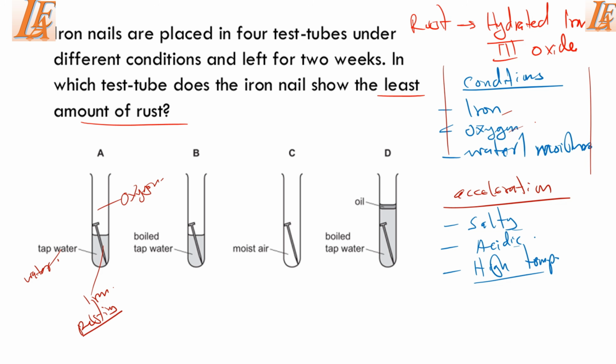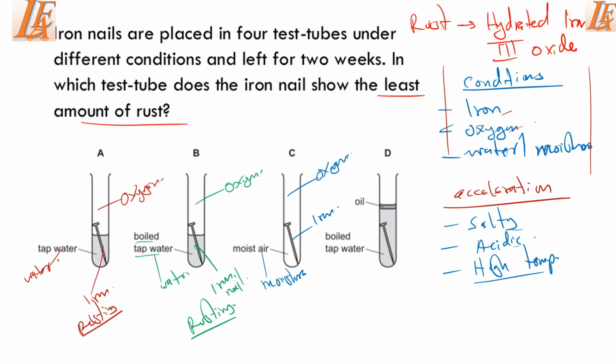The second one, we have boiled water. So in this case, we have water. Then we have this test tube, it's open, so it means oxygen can come in. And then we have an iron nail. In this case, we also have all three conditions for rusting. So here rusting will take place in a very good way. Then the third one, we have moist air. Moist in this case means we have moisture. Moisture is one of the conditions necessary for rusting. Then we have an iron nail, and the test tube is open. It means oxygen can come in. Therefore, also here rusting would take place easily.